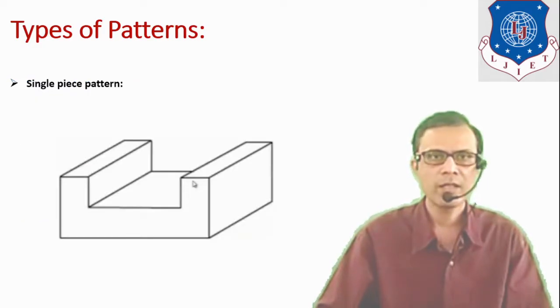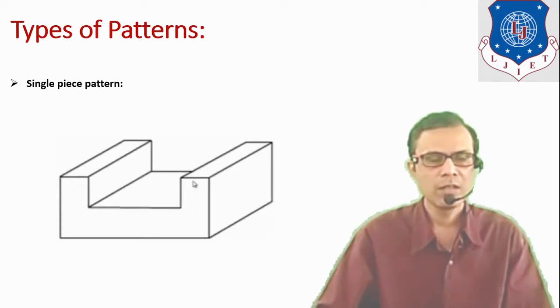First type is a single piece pattern. If the casting shape is very simple, then it can be made in a single piece. It is also known as solid pattern. So it is the simplest type of pattern. It is known as single piece or solid pattern.